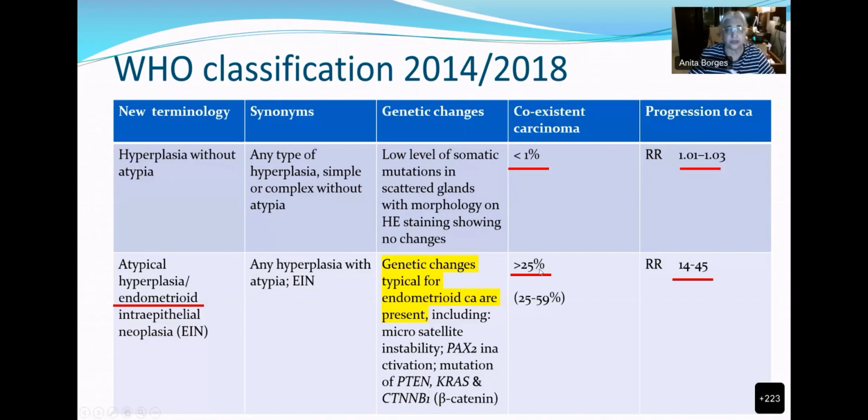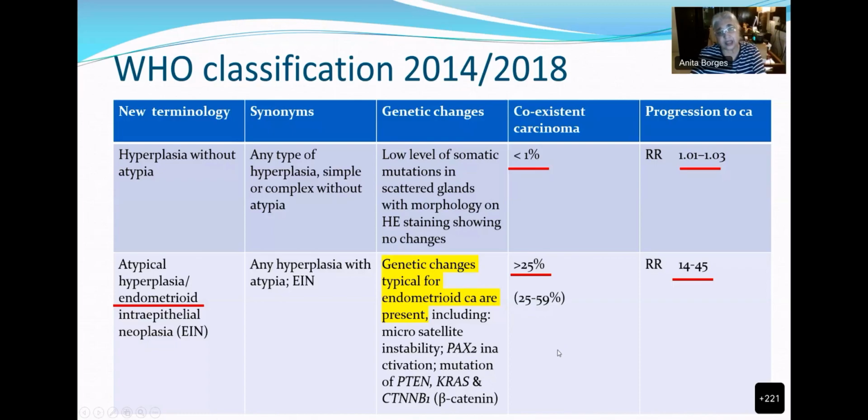Now, the important thing is that there are different genetic changes that accompany these different morphologies. There are very low levels of somatic mutation in the hyperplasia without atypia. Okay? And it may be in scattered glands. Now, how did they find that out? Because they did microscopic targeting of these things, or by immunohistochemistry. The genetic changes that are seen in EIN or atypical hyperplasia, whichever word you want to use, are typical for endometrioid carcinoma. And those are microsatellite instability, PAX2, PTEN, KRAS, or beta-catenin.